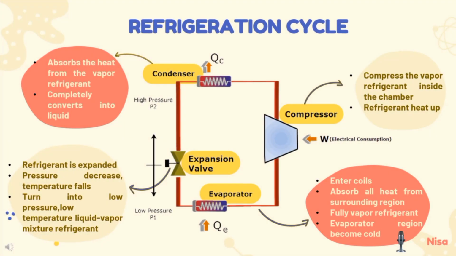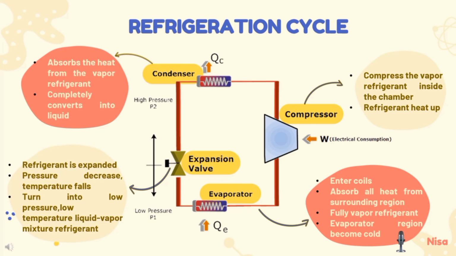Refrigeration cycle. This cycle consists of 4 parts, starting with the compressor. The compressor works by compressing the vapor refrigerant inside its chamber, thus increasing the pressure and temperature, causing the refrigerant to heat up. The heated refrigerant then enters the condenser, which removes the heat from the refrigerant and turns it into a liquid that is high in pressure and temperature. The liquid refrigerant then enters the expansion valve and is expanded, which causes the pressure to decrease, thus the temperature falls. The refrigerant is now a low pressure, low temperature liquid vapor mixture that is very cold.